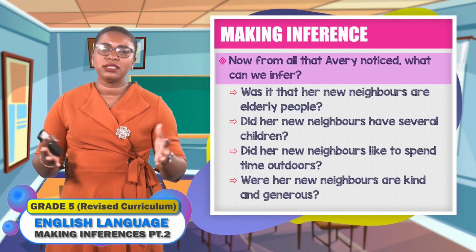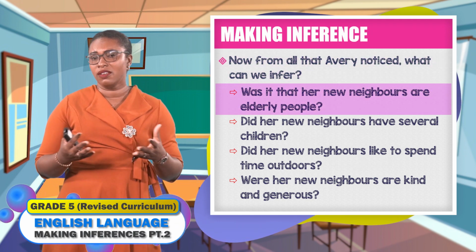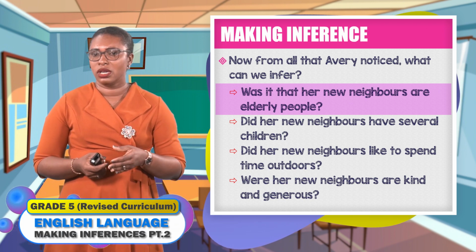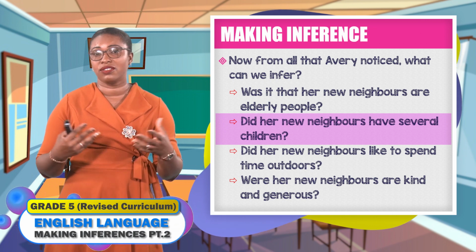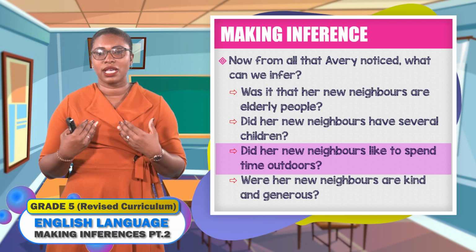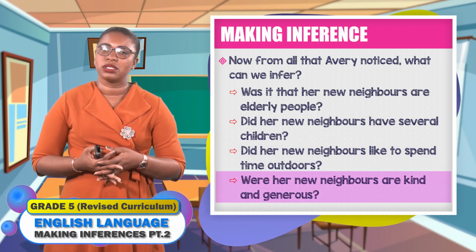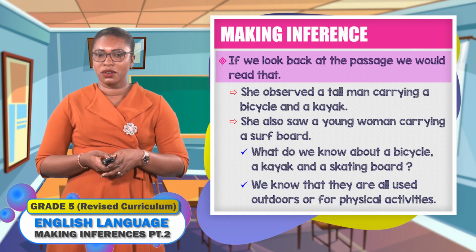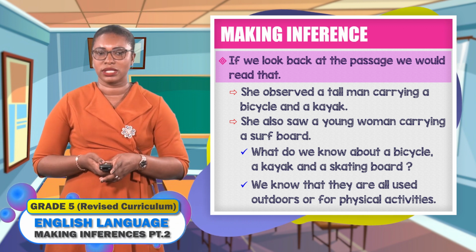Now, from all that Avery noticed, what can we infer? And here I have some suggestions. Was it that her new neighbors are elderly people? Did her new neighbors have several children? Did her new neighbors like to spend time outdoors? Or were her new neighbors kind and generous? What could we infer about the neighbors from what Avery would have noticed?